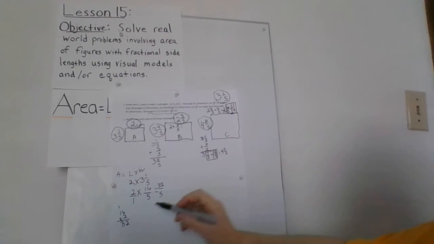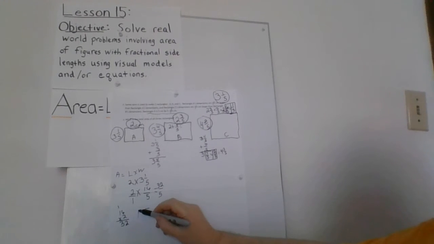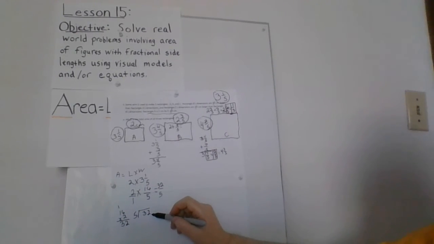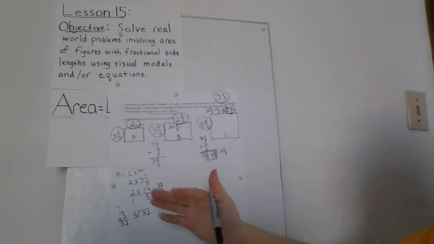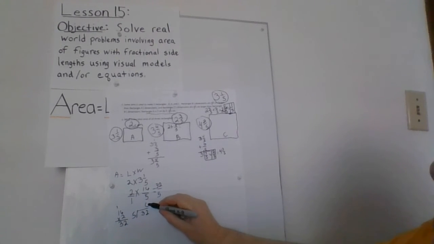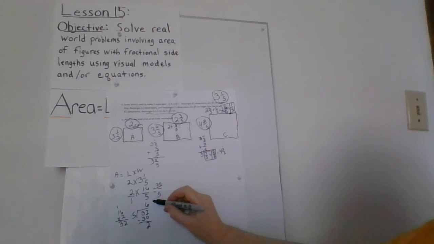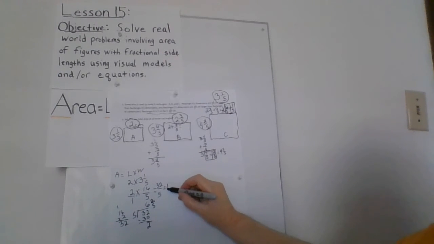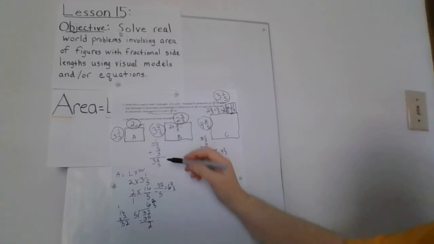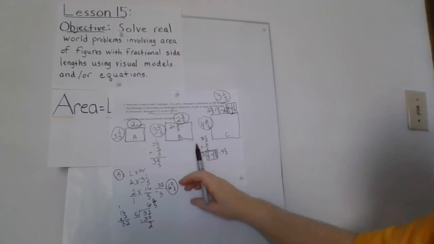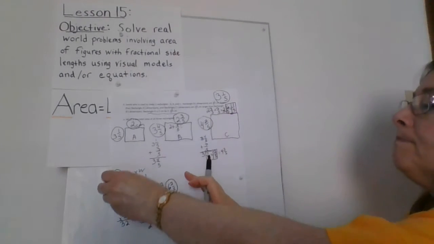32/5 is improper. So again, I bring it down here, and I'm going to have 32 divided by 5. 5 fits into 32. 5, 10, 15, 20, 25, 30. It fits in 6 times. 6 times 5 was 30. Subtract. I have 2 as a remainder over 5. So that's equal to 6 2/5. That is the area for letter A.